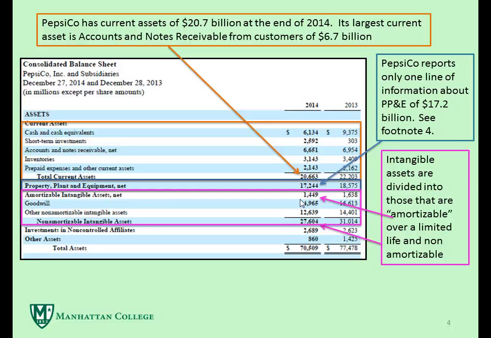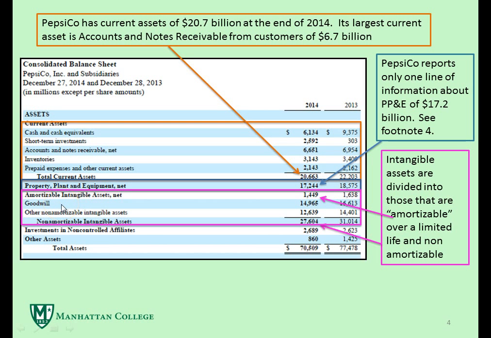Because they have a limited life, you write off their cost to expense over that life, similar to when you depreciate property, plant, and equipment. The biggest intangible asset is called goodwill. For most companies, when you see this word goodwill, you have to think about it in accounting in a totally separate way. So this $15 billion worth of goodwill doesn't mean that customers like Pepsi. It doesn't mean that Pepsi's a good corporate citizen.